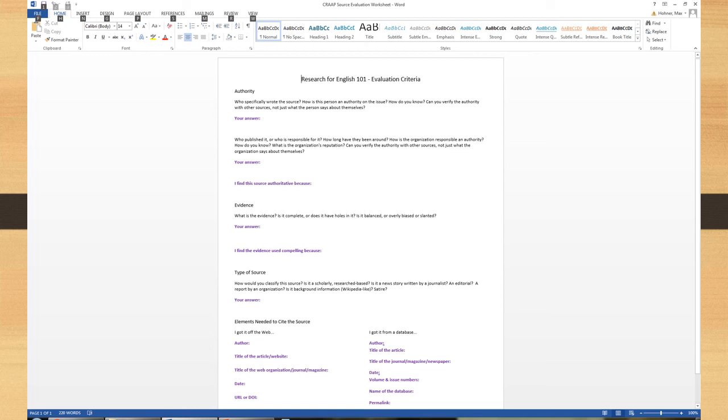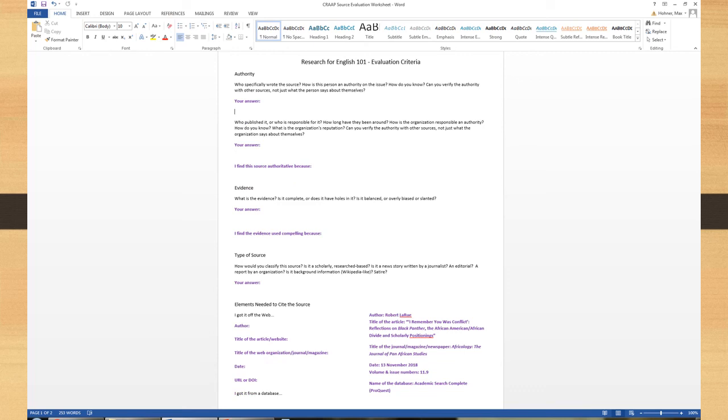So the way this relates to the CRAP test is if you answer those first two questions about authority, you're basically saying, is this credible? Are the publisher and the author authoritative? Are they credible? And then answering the question about the evidence, you're saying, is this reliable? Is it accurate? So if you fill this out, you'll basically have answered the question, does it pass the CRAP test? Let's see if our first article does or not.